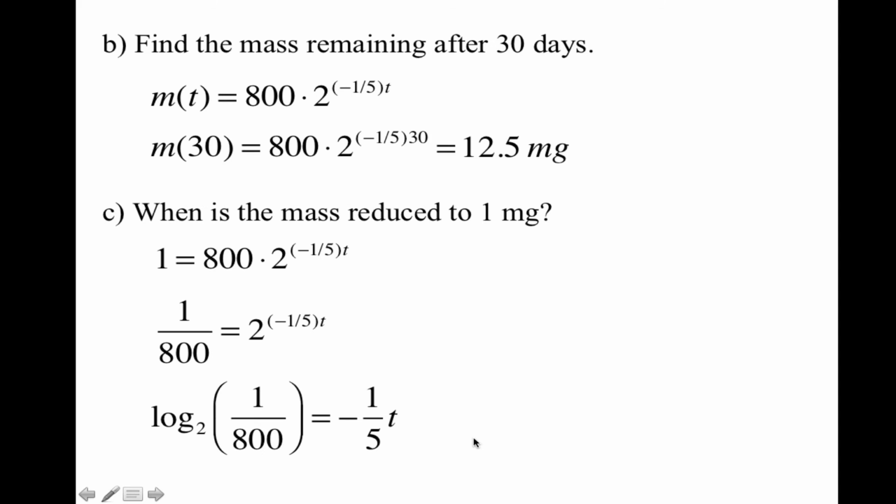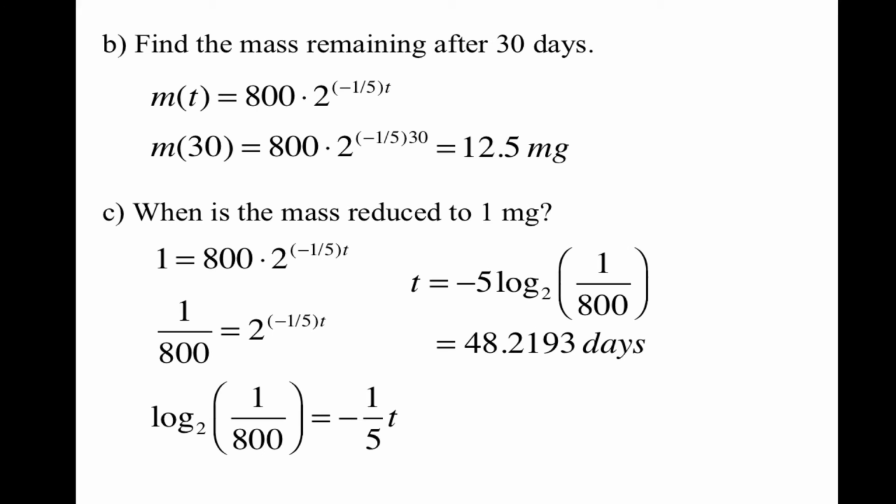Multiply both sides by negative 5. And it's okay if you want to leave your t as the following, but usually you want to know what actual number this represents. So by using your calculator, it would take approximately 48.2193 days.